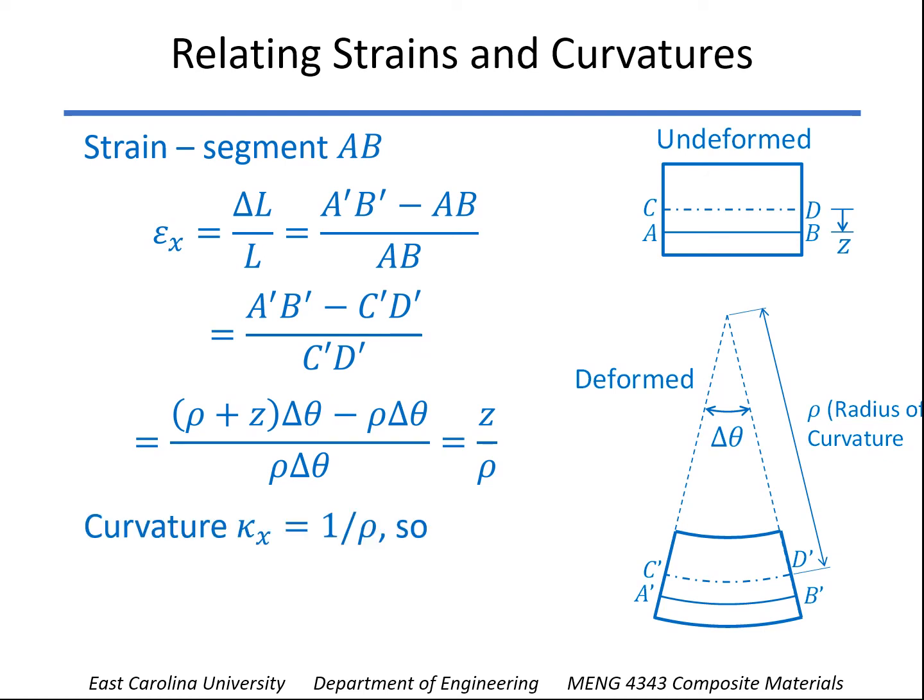And since the curvature is 1 over the radius of curvature, we can write this as the strain in the x direction is z times the curvature in the x direction. So obviously if z is equal to 0, there is no strain and you're on the midplane at that point. If you're below, which is positive z, below the neutral axis, that means it's going to be tension for positive values of moment, and compression for negative values of z, which would be any distance above the midplane.